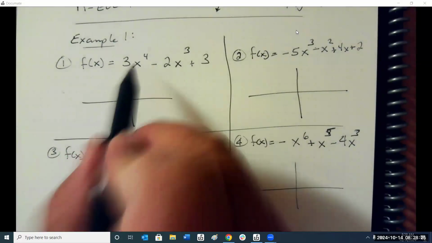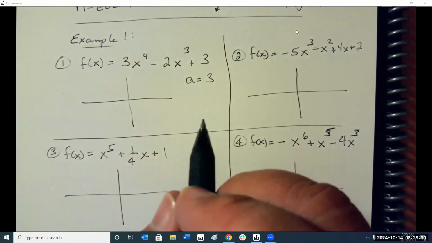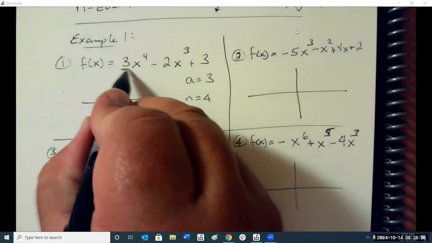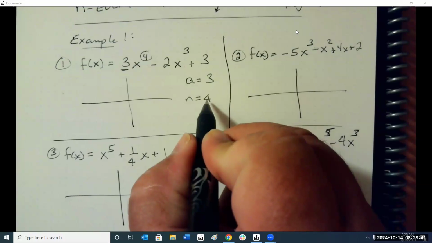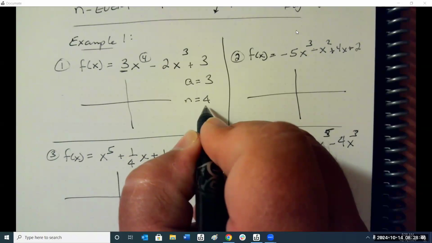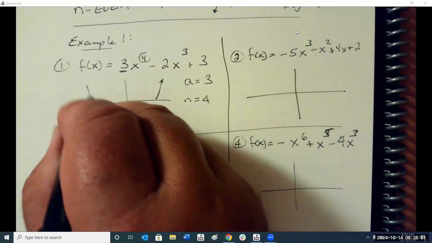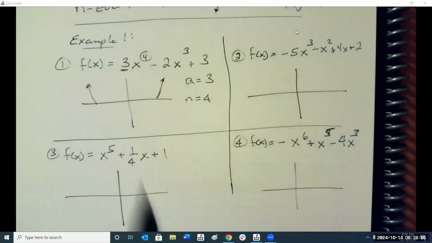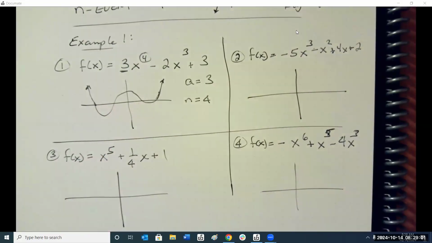All right, so what do we have here? A is 3, N is 4. So it's positive and even. Since it's even, both ends point in the same direction. So, since A is positive, they both point up. Whatever graph has this shape, since it has degree 4, you can have at most 4 x-intercepts.